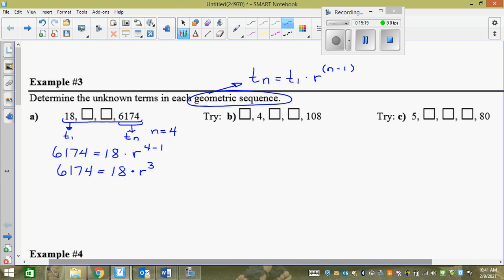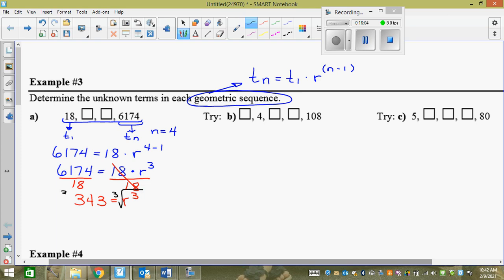What am I going to have to do first? Divide 18. Yes. Divide 18. That was teamwork there, guys. Good job. What's 6,174 divided by 18? 6,174. Pardon? It's 300 and something. I don't know. Or maybe it's 30 something. I don't know. 343 equals R cubed. And then I have to take the cube root.